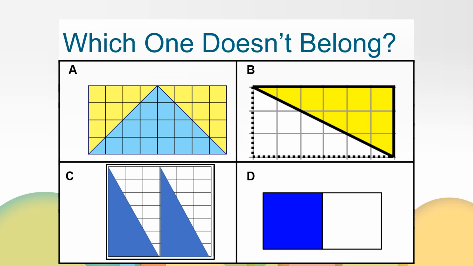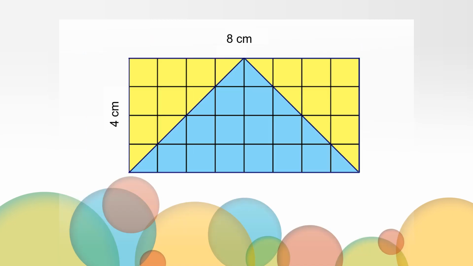Let's take a closer look at shape A. You might be thinking, this triangle looks a little different. This triangle is in the middle of a rectangle. Do you think the area of the blue triangle is half the area of the entire rectangle? I notice that if I split this rectangle in half, I will have 4 centimeters for each side length.